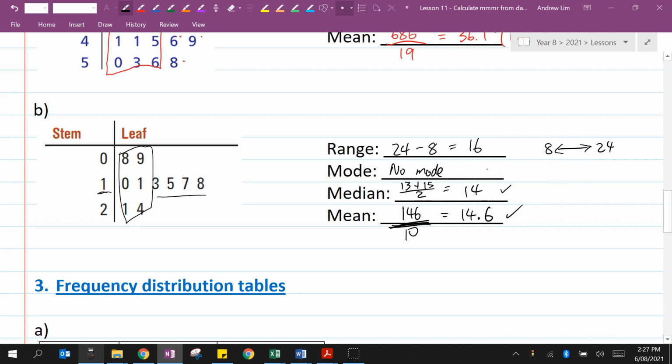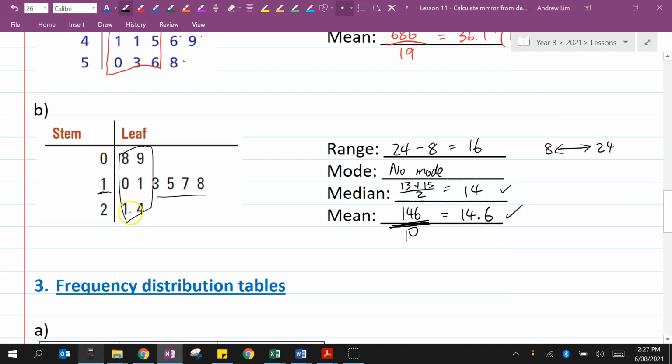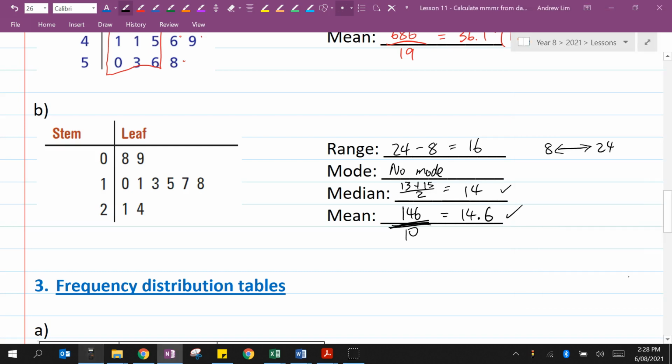All right. Now, let's say, for example, you made a mistake and you forgot that these numbers here belong with the stem and you just added them by themselves. So like 8, 9, 0, 1, 3, 5, 7, and 8, and 1 and 4, and then you divided it by 10, you get an answer of 4.6. But 4.6 doesn't lie between these two numbers, so you know you made a mistake. Okay, so just be careful. Always ask yourself if it makes sense.